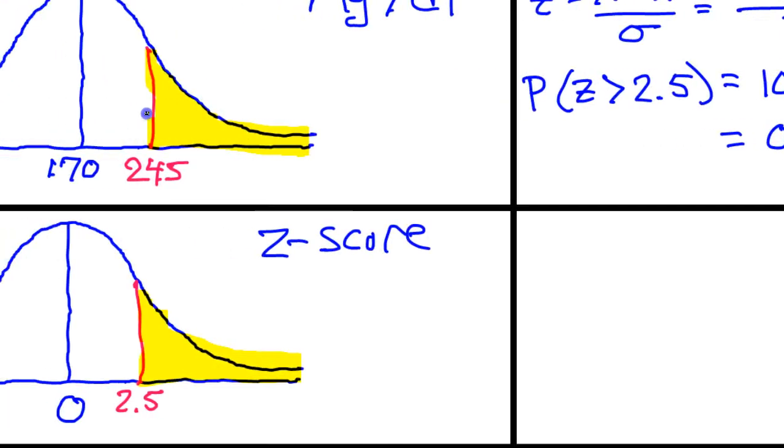And let's go ahead and record those percentages in our picture. So right here, this is the 0.62%. All right, that's the amount of the yellow area. So 0.62%, less than 1%, is above this line.